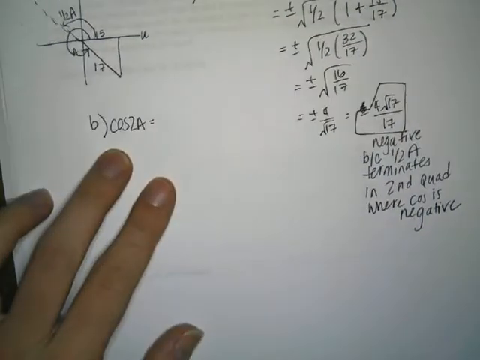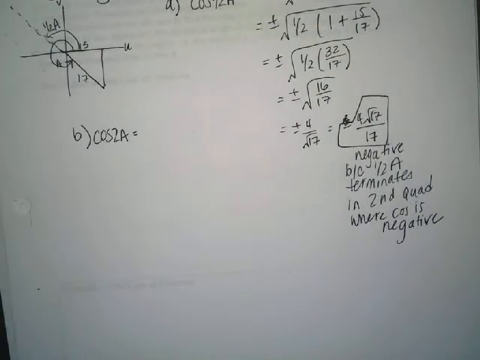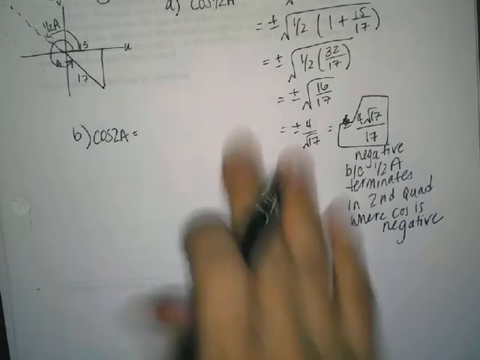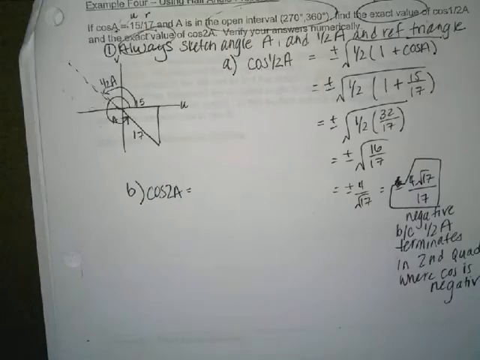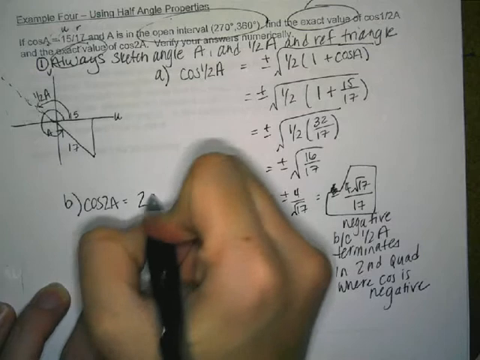Looking at your double argument properties, let's say Chelsea and Taylor, if you can find the double argument property that just involves cosine, and then one of you give it to me. 2 cosine squared x minus 1. Good.